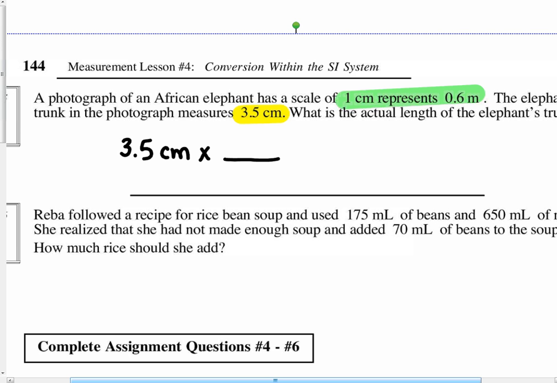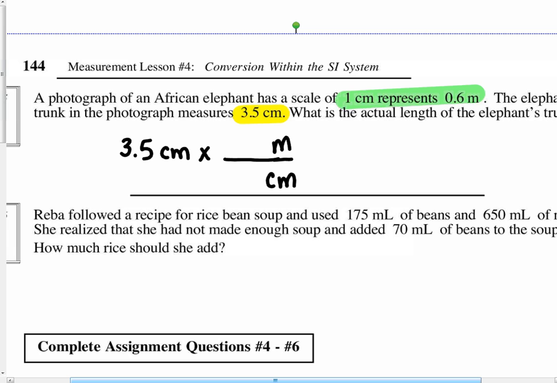Centimeters right now technically is on the numerator or denominator for 3.5? Numerator, right? You could write that over 1 if you want. So we want centimeters to be on the denominator because we want that to cancel. We want to be left with what unit? Meters. We want to know how many meters the elephant's trunk is.